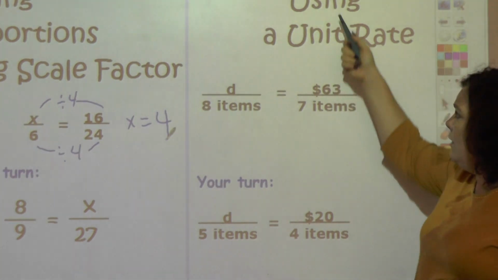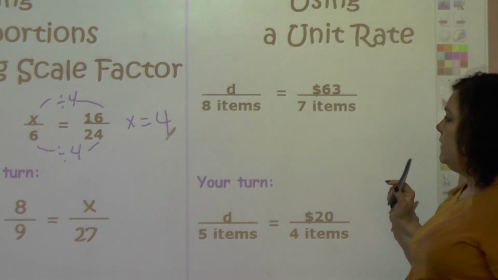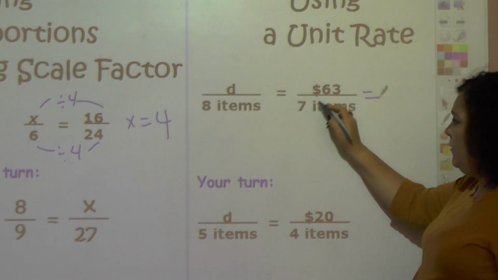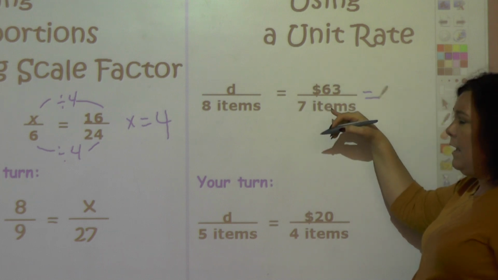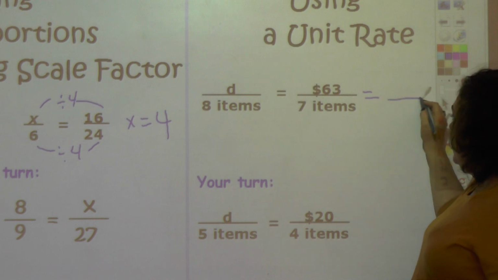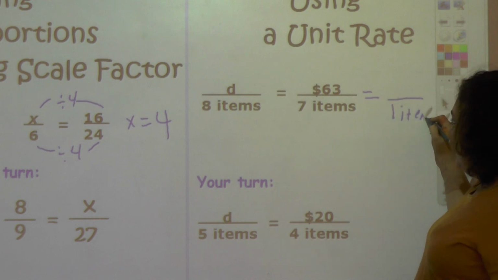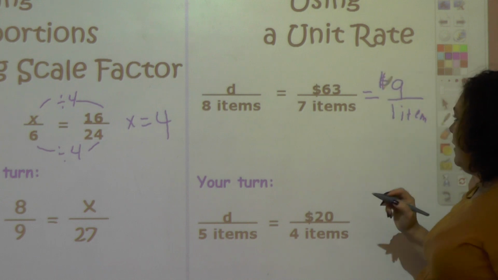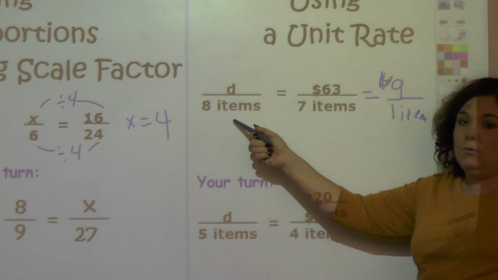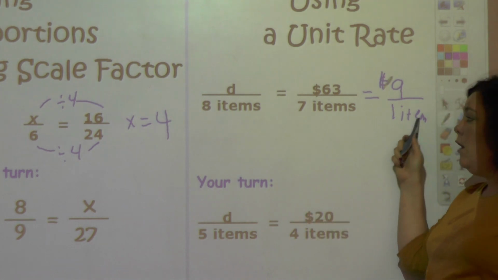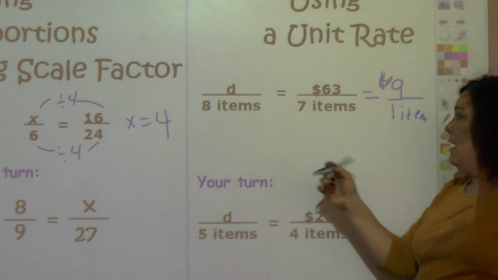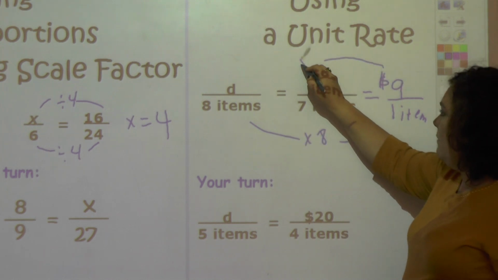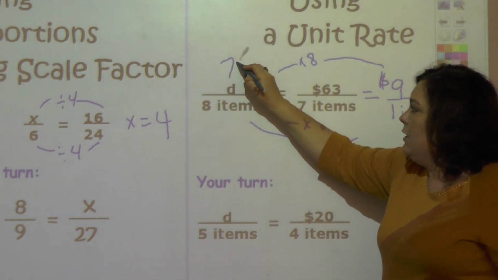With this one, I can also use a unit rate, and we looked at doing that. With the unit rate, I want to find out how much one item costs. So 63 divided by 7 is 9, so it's $9 per item. Then I go back to this ratio and say I've got to get from one item to 8 items. That is times 8, and 9 times 8 is 72.